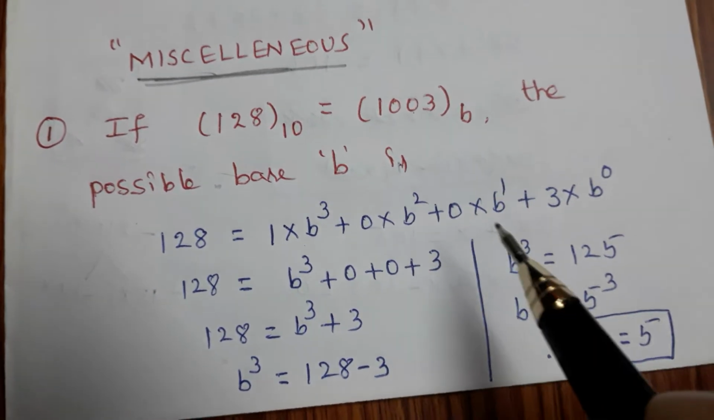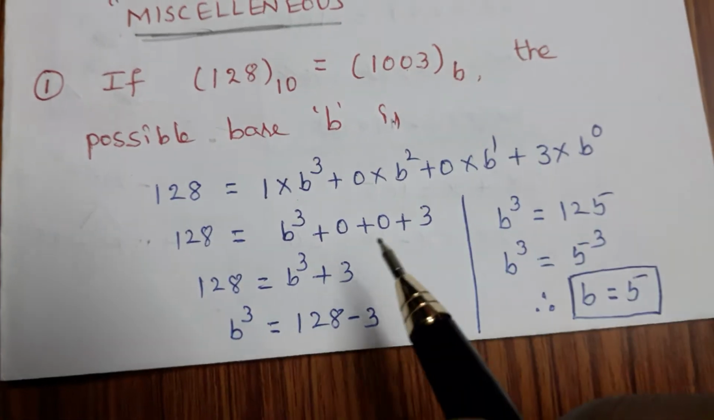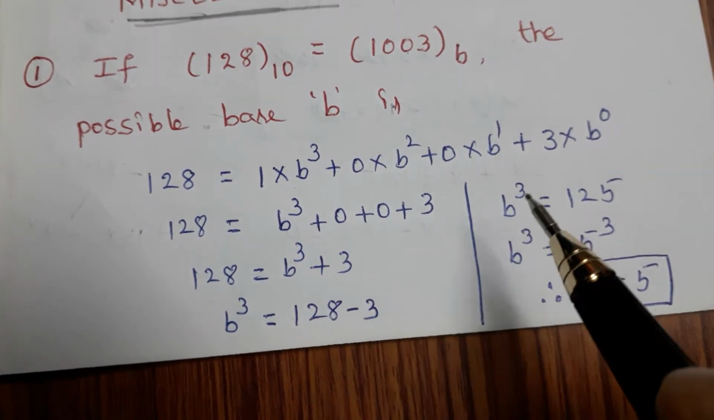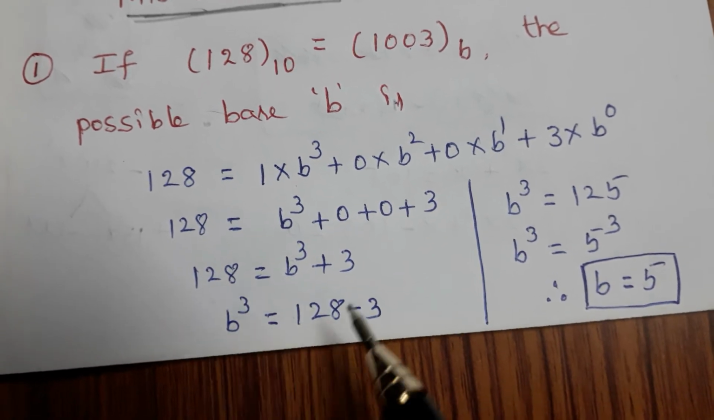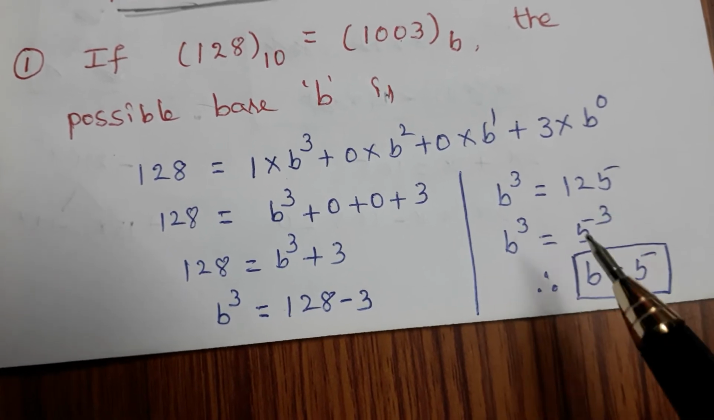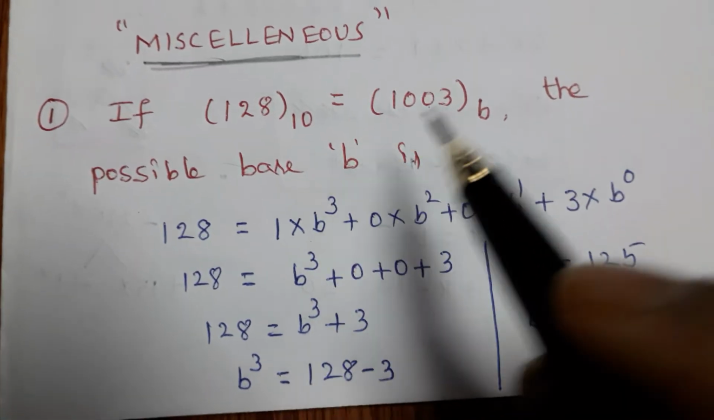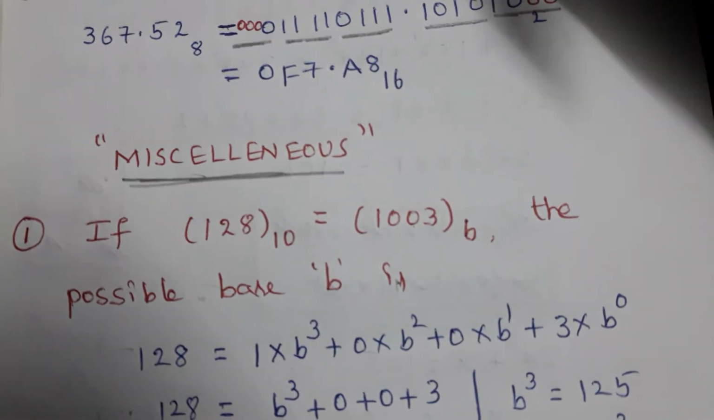Then 3 into b power 0 plus 0 into b power 1 plus 0 into b square plus 1 into b power 3. Now this is 0, this is 0, no need to write. Then b power 3 plus 0 plus 0 plus 3 into b power 0, that is 3. Then this 3 I send to this side, so 128 minus 3 is equal to 125, b cube. Then 5 power 3 can be written as 125. Therefore b power 3 is equal to 5 power 3, then b is equal to 5. In this manner you can find out one radix if you know another radix. Now let us look at some more examples in the miscellaneous.